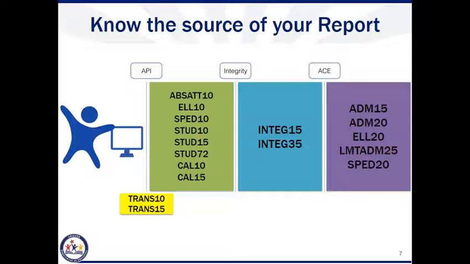If you are looking for data elements that have actually landed within AzEDS, you will want to look at any one of the 10 or 72 reports. Those reports will show you the data that has landed pre-integrity. Integrity runs every single night. As a result of that integrity process, Intake 15 runs on student data. Intake 35 runs on calendar information, instructional calendar information that you have submitted. And then ACE runs, and as a result of the ACE process, the ADM reports are generated. ADM 15 is the detail report, ADM 20 is the summary report, and then the limited ADM 25 report are generated.